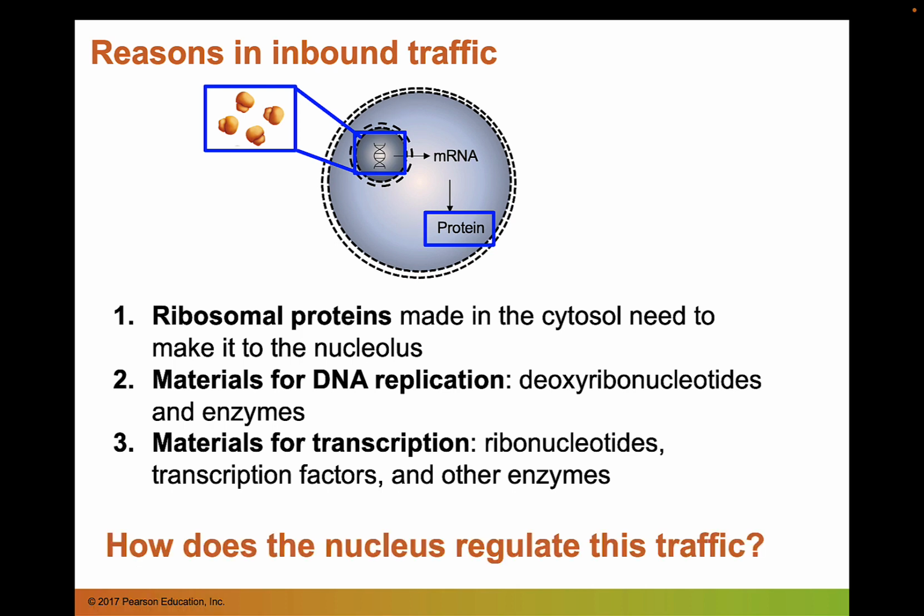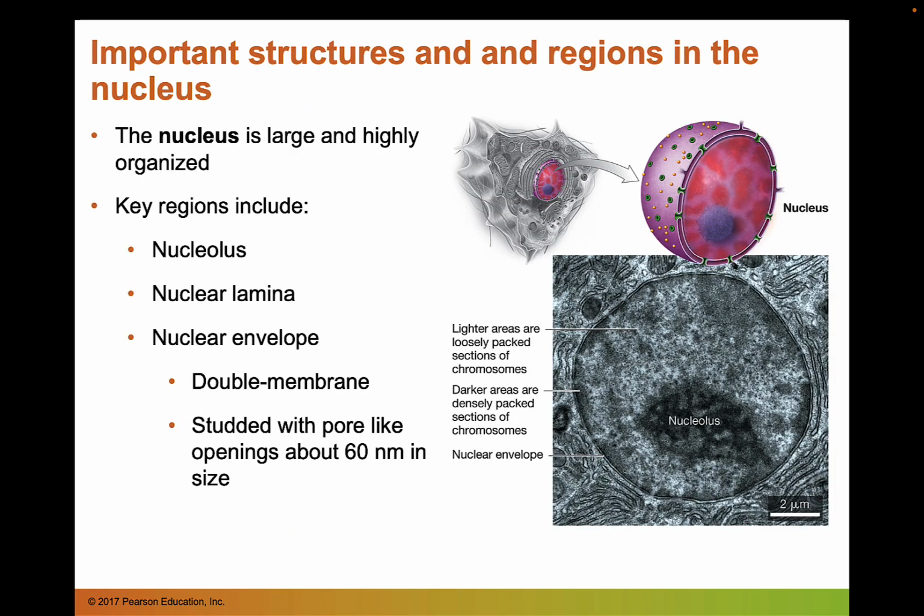Okay, so how does the nucleus regulate its traffic? So we're just going to start by introducing some key structures and regions in the nucleus. So the nucleus is highly organized and it's very large. It's the largest organelle in a cell. And key regions include the nucleolus, that's this electron-dense region here, where the ribosomes are being assembled.